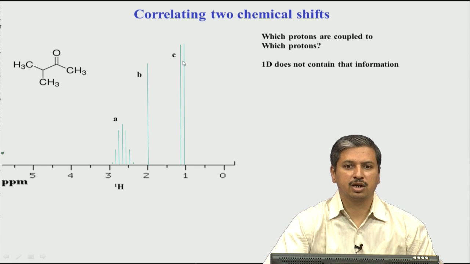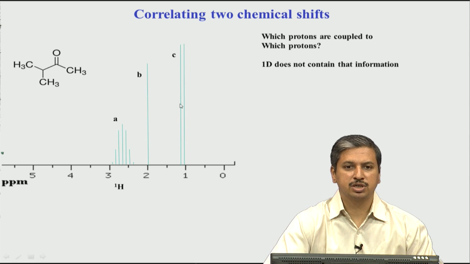So, the question we are trying to ask here is that given a doublet peak here, it means it is coupled to some proton; it cannot generate a doublet if it is not coupled to anything. This one, for example, is not coupled to any proton. So, there is no coupling of B to any of the protons, but C should be coupled to A, only then it can give a doublet. Similarly, A should be coupled to C, only then it can give a multiplet.